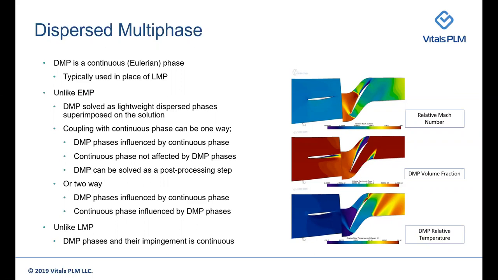And when it comes to the coupling with the continuous phase, it can be one way, meaning to say that the DMP phase is only influenced by the continuous phase, but it cannot influence the continuous phase. Unlike LMP, DMP phase and their impingements are continuous. When the DMP phase interacts with the continuous phase or a wall, the impingement can be continuous, not just discrete, which is the case in Lagrangian multiphase flows.